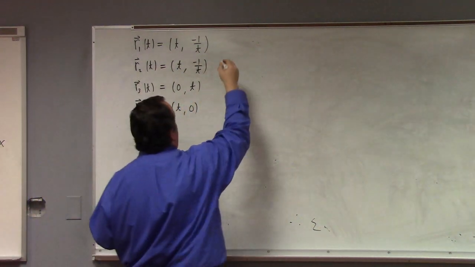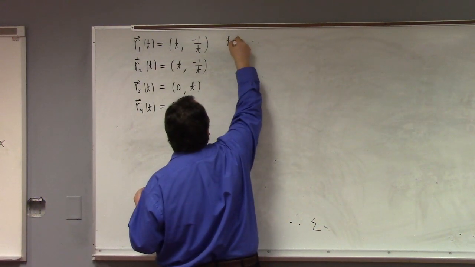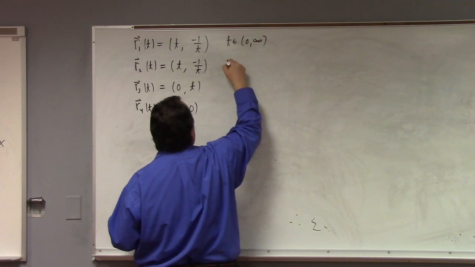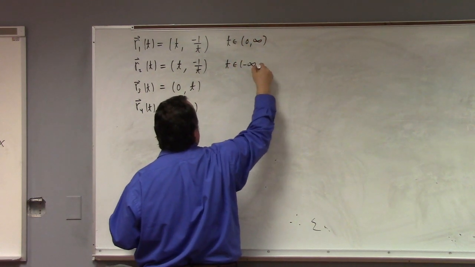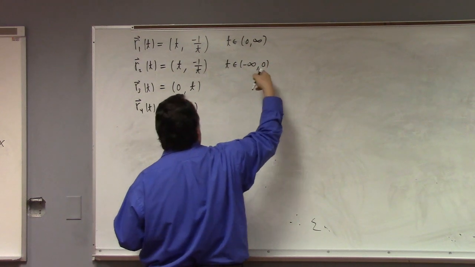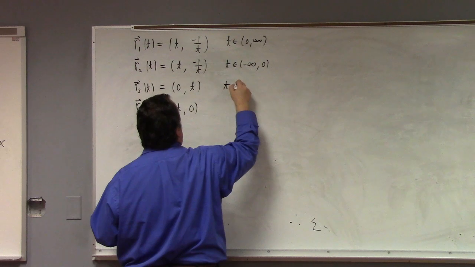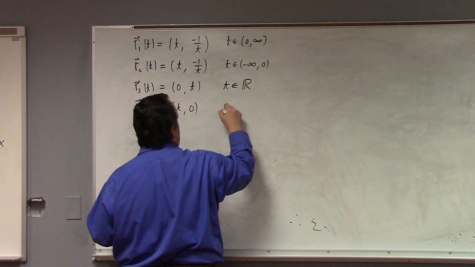So this would be for t an element of, let's say, 0 to infinity. This would be for t an element of minus infinity. So this is weird. I don't usually do this, right? Just write it here. This is just for t in the reals. This is also for t in the reals, all right?